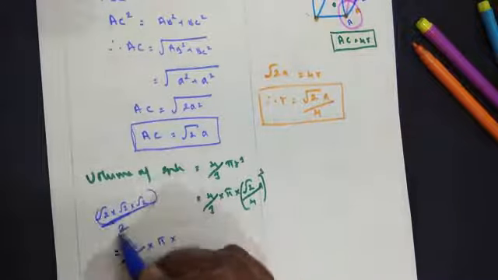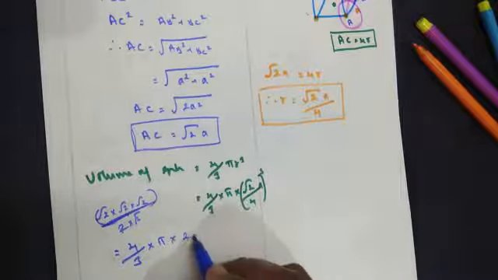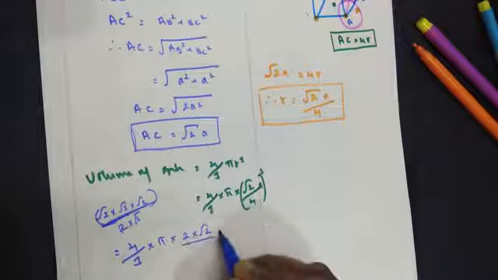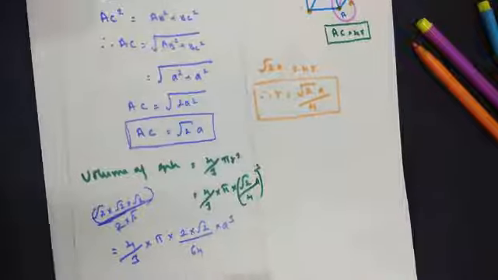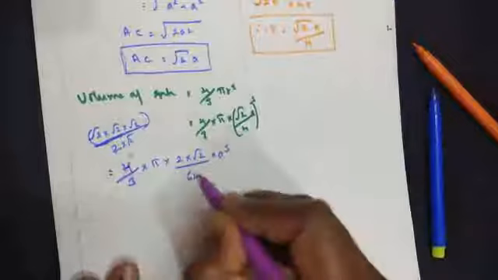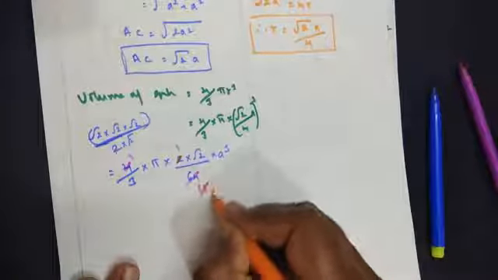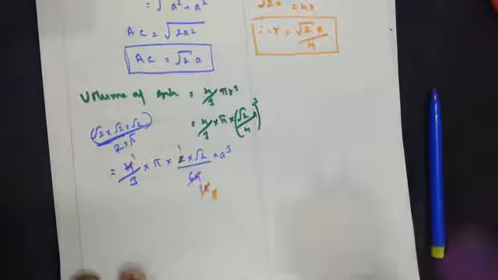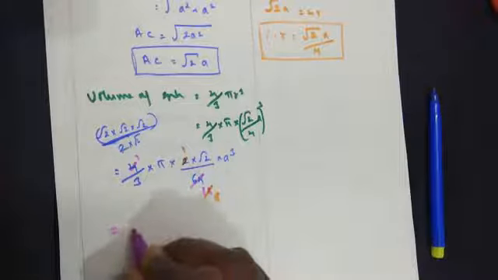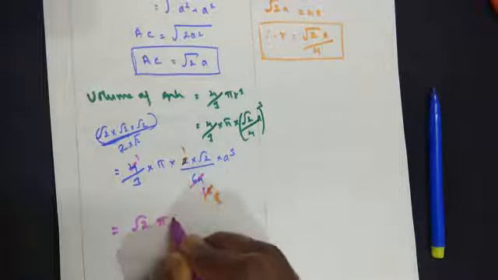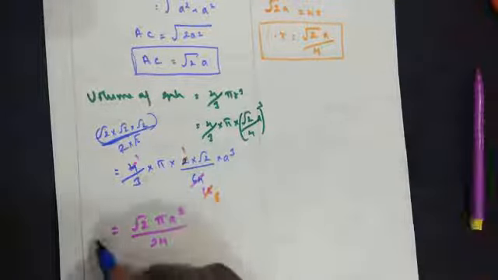This is an explanation here. 2 into square root 2. Substitute here 2 into square root 2 into A cube. Now 4 cube will become 64. Let's simplify the numbers. 2s are 16s. Further, when we simplify, 1s are 8s. So we will get the volume of the sphere is equal to square root 2 into pi A cube by 8 3s are 24.